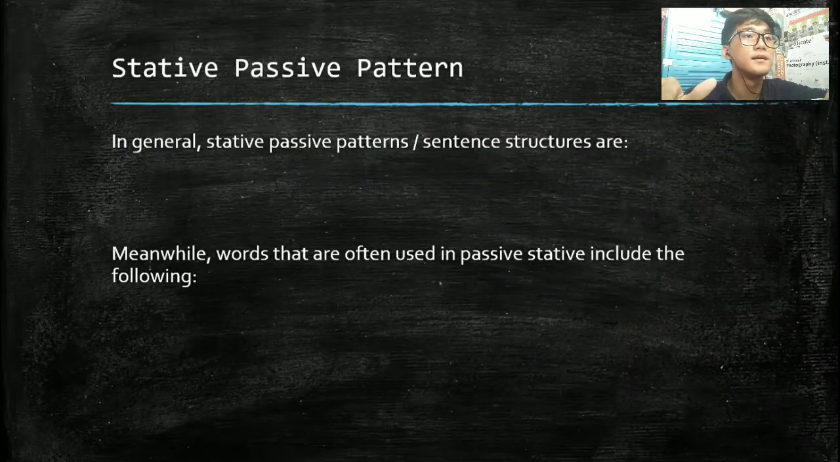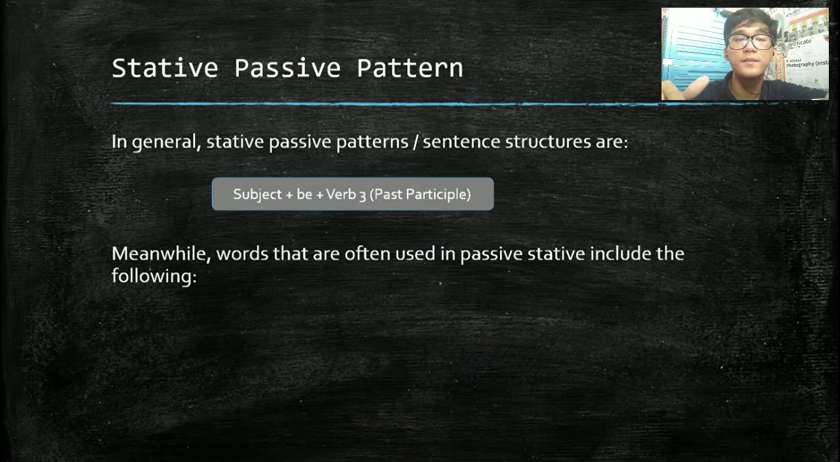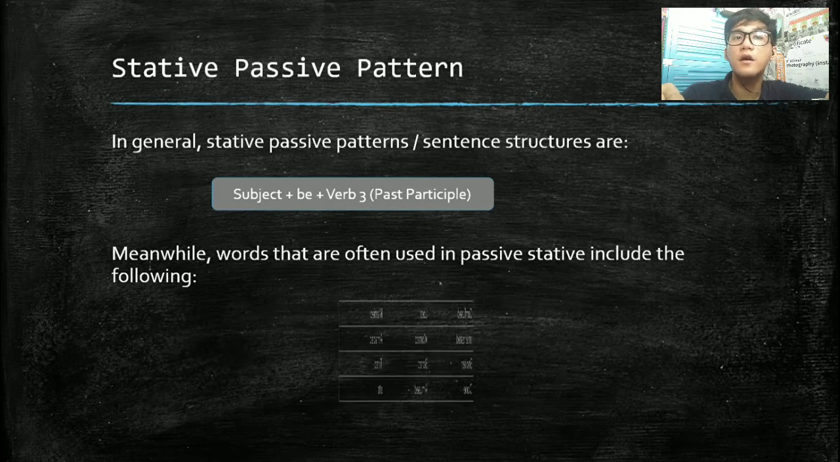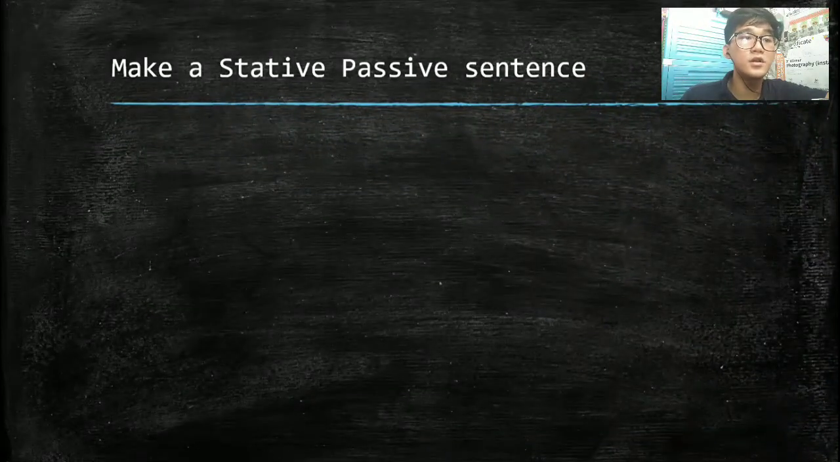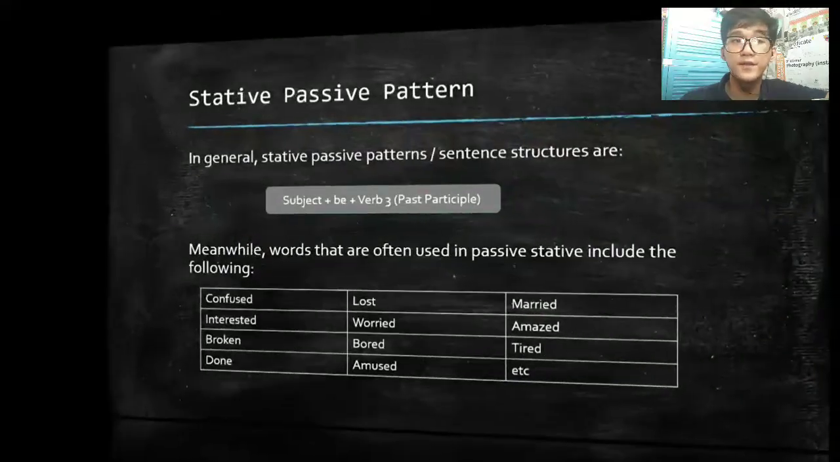Next, stative passive pattern. In general, the stative pattern or sentence structure is subject plus be plus verb 3 or past participle. Meanwhile, words that are often used in stative passive include the following: confused, lost, married, interested, worried, amazed, broken, bored, tired, done, amused, etc. Please note that the words in the top table are adjectives.